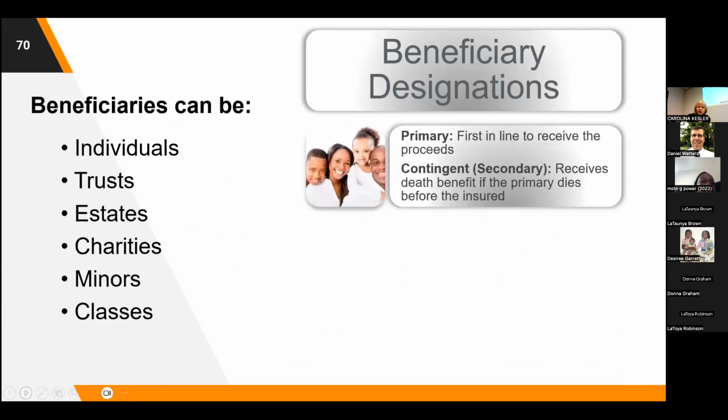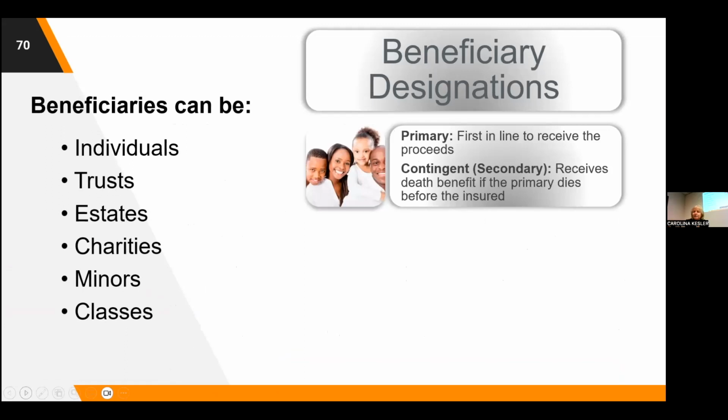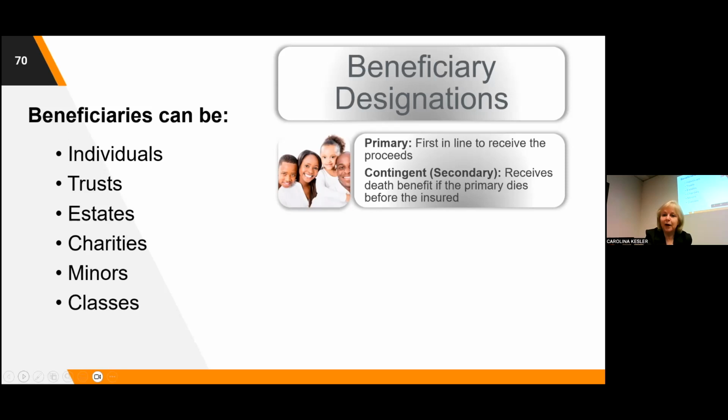So the designations: the primary is the first in line to receive the proceeds. The contingent is the secondary. They receive the death benefit if the primary dies before the insured, and tertiary would be third. Okay. So say I'm my husband's beneficiary and I died before him, then the kids would be the contingent. So they would get the death benefit, right?